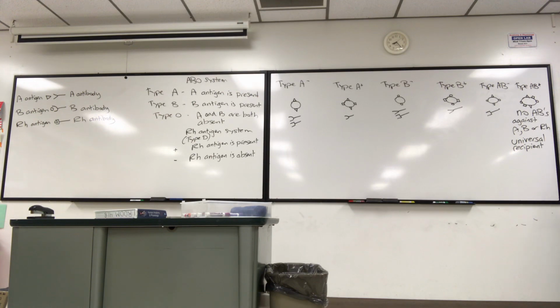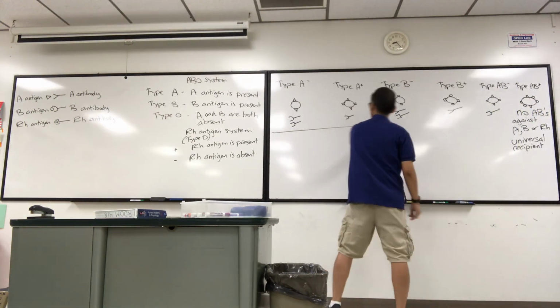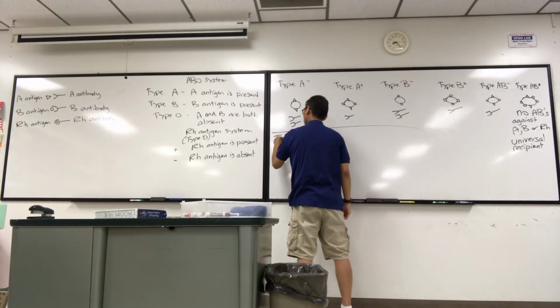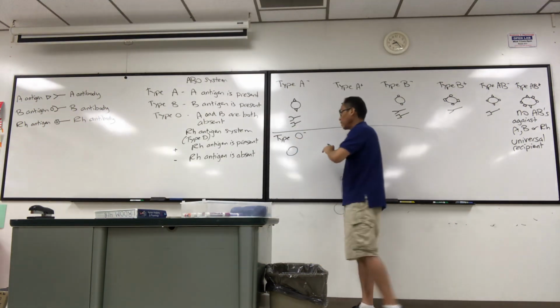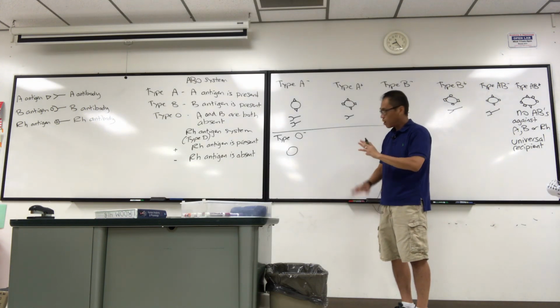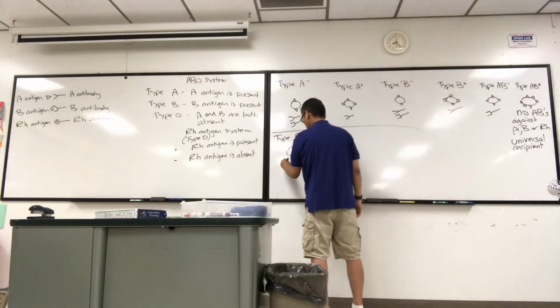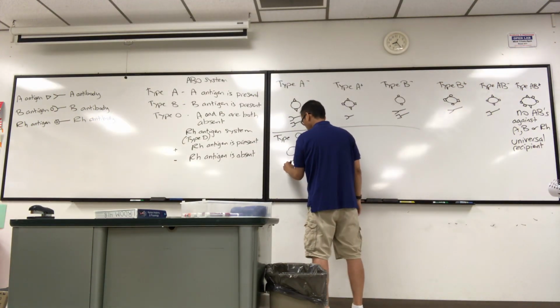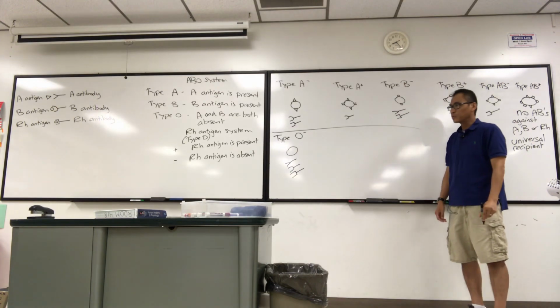Well, I didn't list all the types yet. We have type O neg. So I'm going to draw a red blood cell. A is absent, B is absent. What about RH? Absent. No antigens. Assume they have all the antibodies. Antibody against the A, the B, the RH. Now they call this type the universal donor.